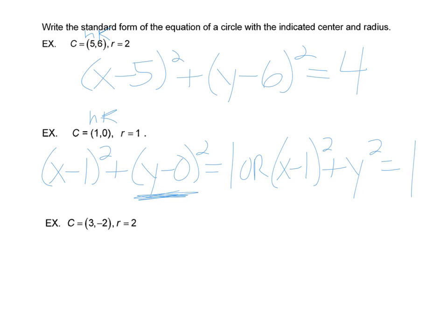And then one more of those. If the center is 3, negative 2, then the equation would be x minus 3 all squared plus y, and flip the sign, so plus 2 all squared equals, and then the radius squared would be 4.